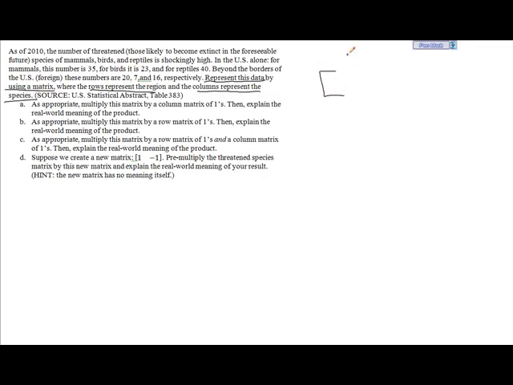Okay, so species, we have mammal, bird, and reptile, and we have this for U.S., and I'll just call this N for non-U.S. Okay, so for mammals in the U.S., we know that that number is 35. For birds, that number is 23, and for reptiles, that number is 40. For non-U.S., those numbers are 27 and 16, respectively.